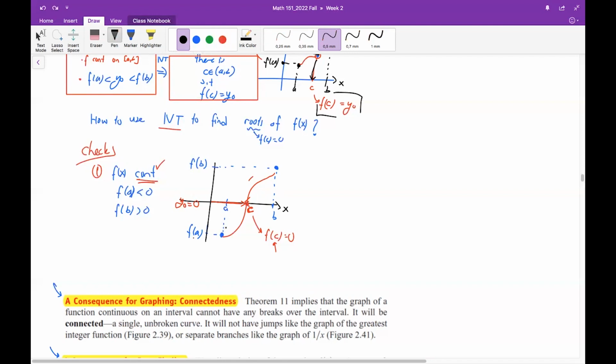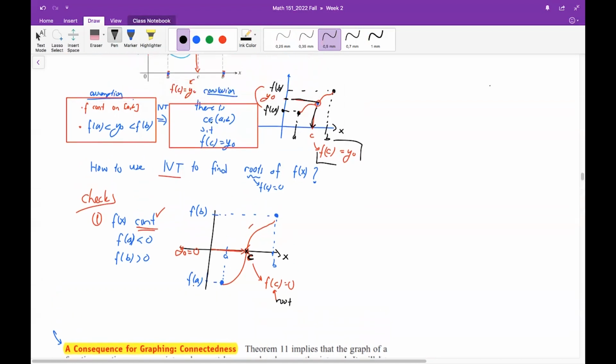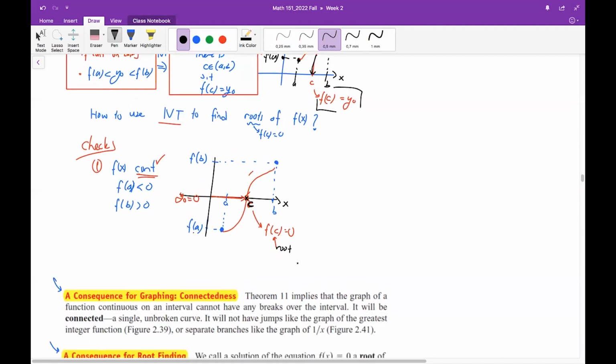So I cannot pass from this point to this point by a continuous graph without crossing the x-axis. So this crossing point, which I call C, is the root of my function because f of C is 0. Such points are called the roots of functions, okay? So how do I make sure that there is this intersection point? Because my function is continuous, and by the intermediate value theorem, there has to be a number C here such that its image is 0, such that your function crosses the x-axis.